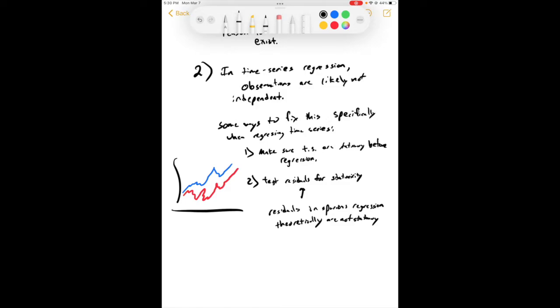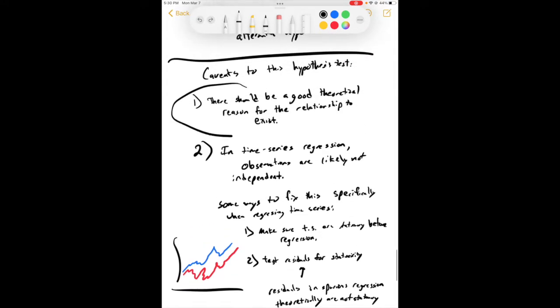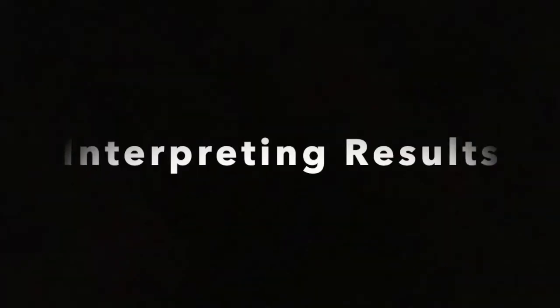So non-stationary residuals is a big sign of spurious regression. And of course, even though you do all of this stuff, you have to go back to this one. There should always be a good theoretical reason for the relationship to exist. Now, our model actually contains more information about any significant relationships we might find than the hypothesis can tell us about. And that's where interpreting the coefficients really becomes important. So let's go back to our more finance-looking equation here.